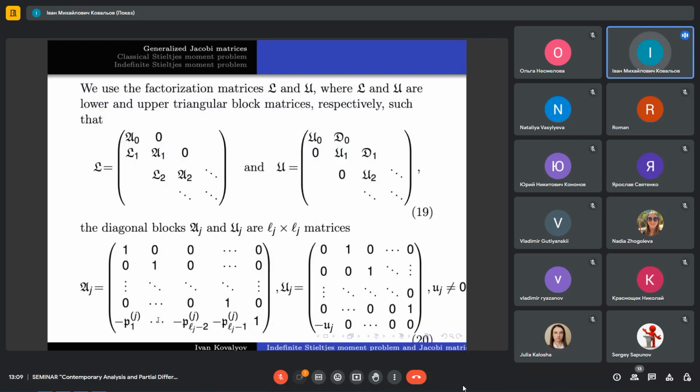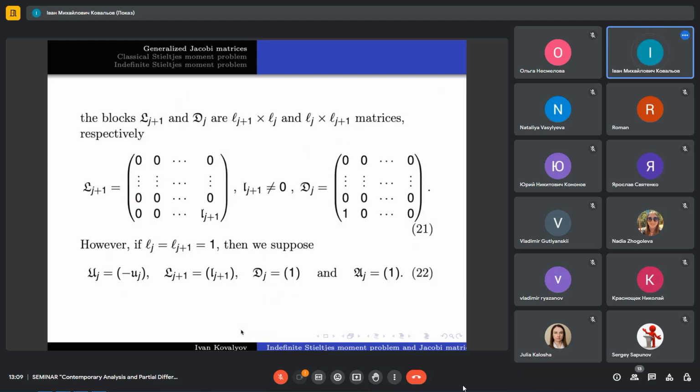So, the next step: we consider the Darboux transformation of the generalized Jacobi matrix, and we need two matrices, L and U. L and U are lower and upper triangular block matrices, which are defined by formula 19, where the diagonal blocks can be found by the following formula. So this one and this.